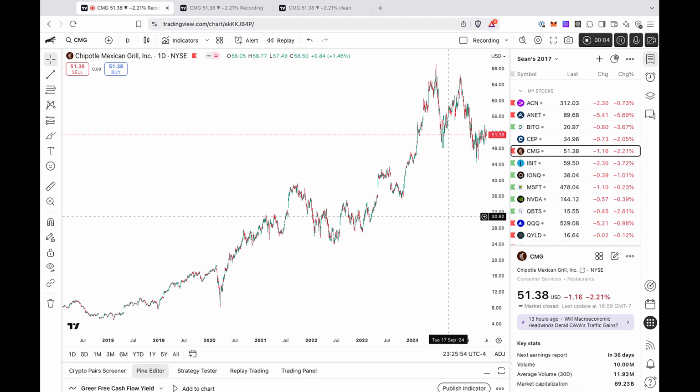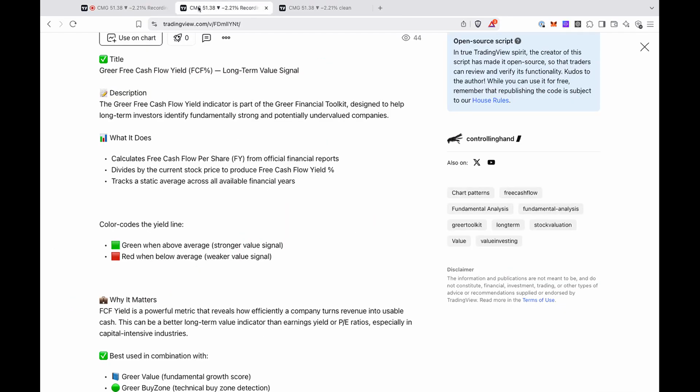Today I'm going to talk to you about another tool that I created for you to determine when a company is possibly overvalued or undervalued, along with some of the other Greer indicators that I created. This can become a powerful tool. What this is called is the Greer Free Cash Flow Yield. This is a long-term value signal.